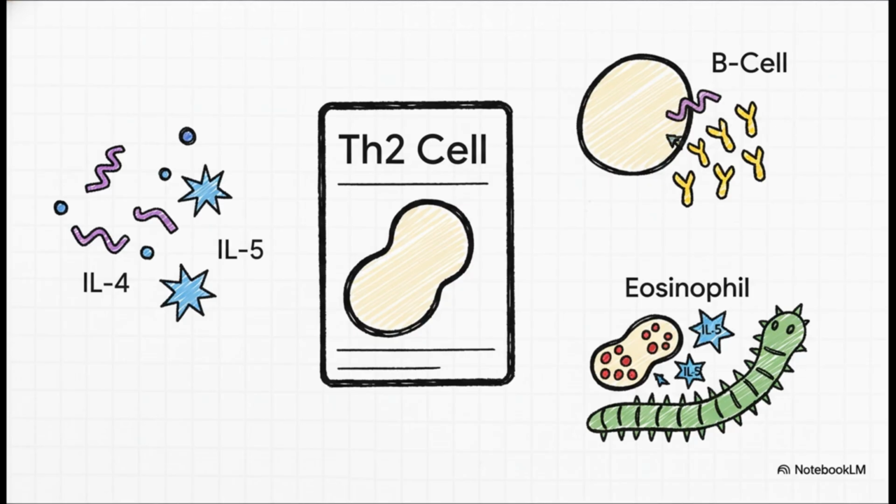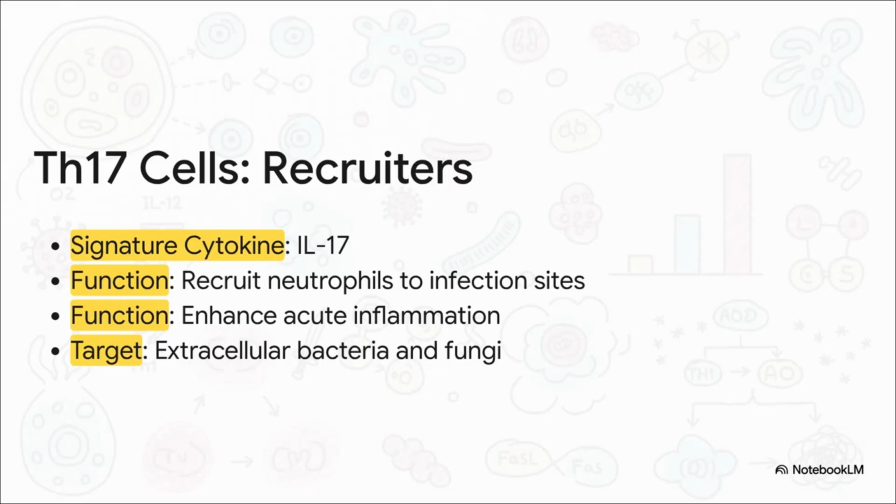They release IL-4, which is the key signal to tell B cells to start pumping out antibodies. It also encourages B cells to switch to making a specific type of antibody, IgE, which is really important for fighting off big parasites like worms and is also the main culprit in allergic reactions. And another one of their cytokines, IL-5, is the go signal for another cell type, the eosinophil, which is a parasite-killing specialist.